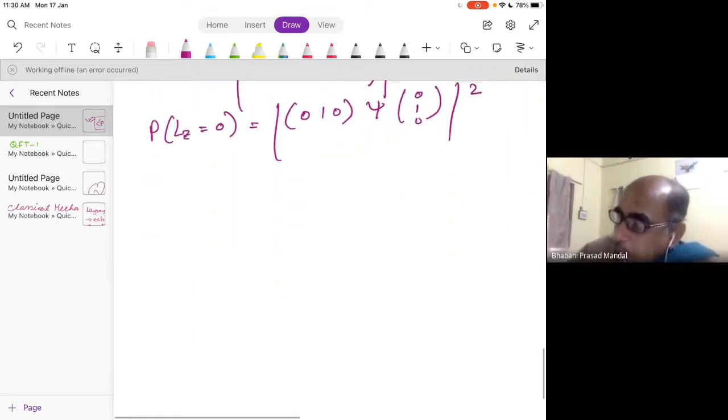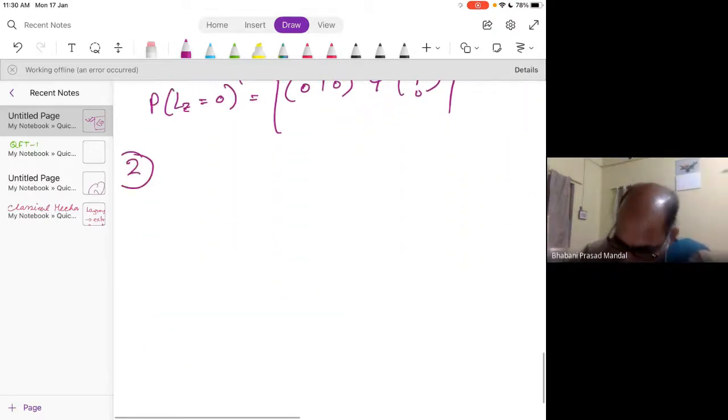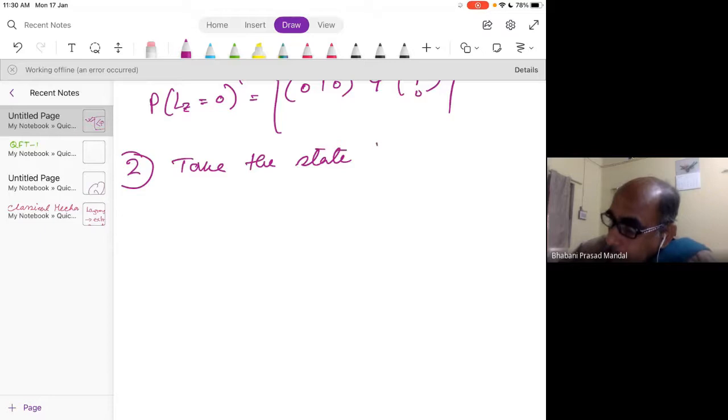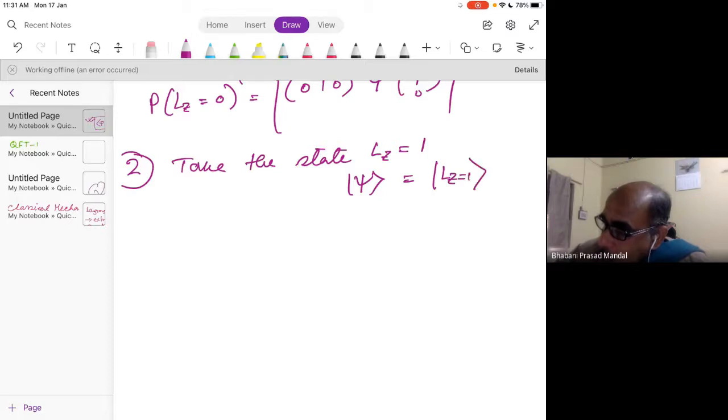Okay, now I'm coming to the second part of this problem. Take the state in which Lz equal to 1. So when I take Lz equal to 1, my wave function changes to the Lz equal to 1 wave function. That means my wave function is (1, 0, 0). Because after the measurement, the wave function will be this wave function. Now, listen to the question.